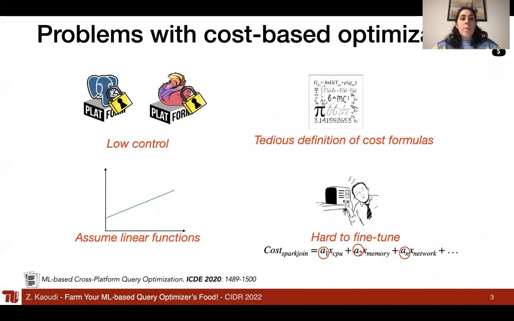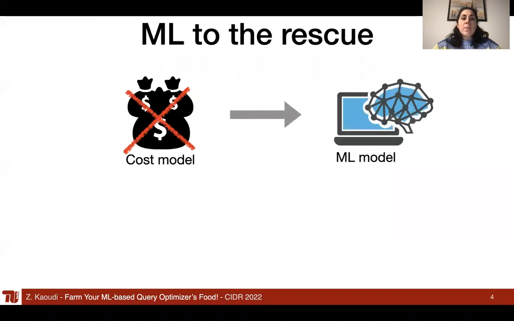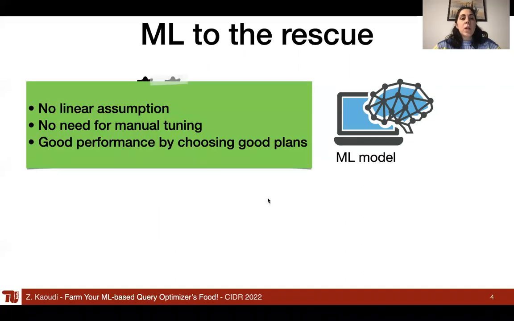Now, we know from previous work that there are a lot of problems with the traditional cost-based optimization in such settings, such as it's very hard to fine-tune all the hyperparameters for all the cost formulas, or that these formulas assume linear functions which do not really depict reality. So for that, machine learning comes to the rescue. By replacing the cost model with a machine learning model, there is no need of a linear assumption anymore. We don't have to manually tune any cost formulas, and we still achieve good performance by choosing good plans.